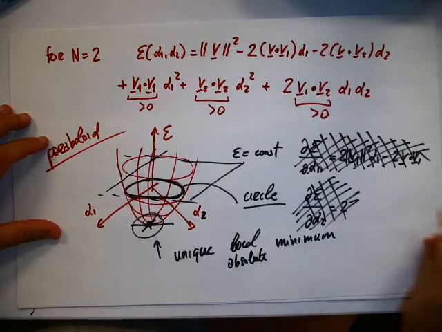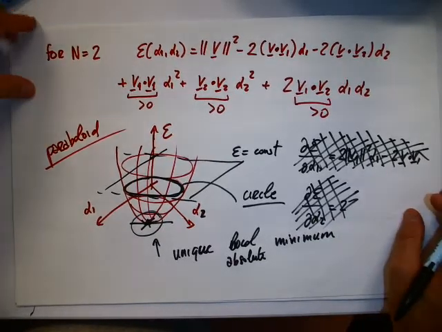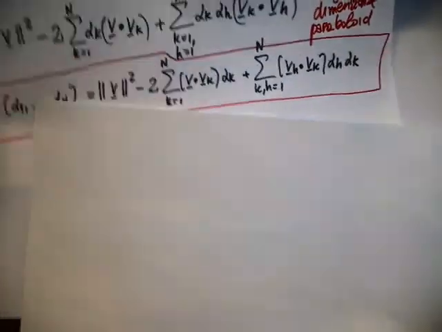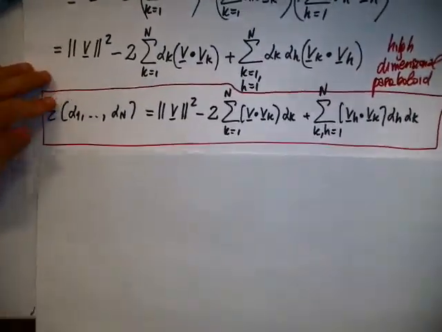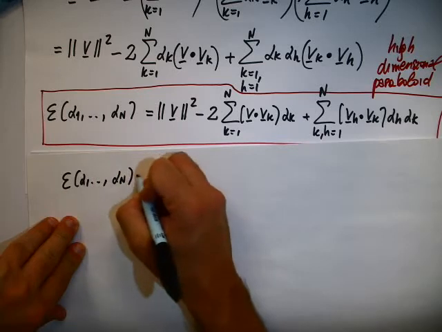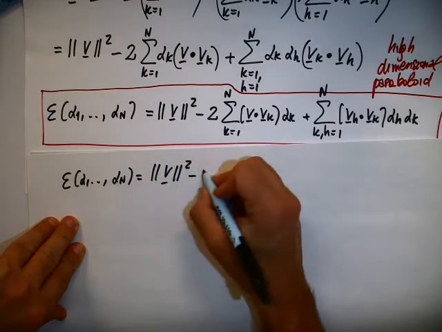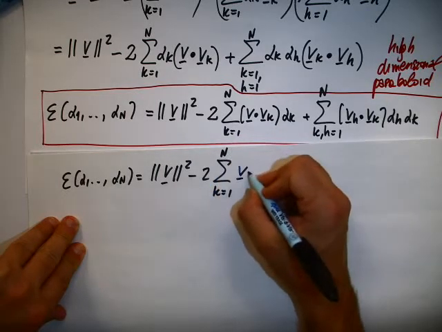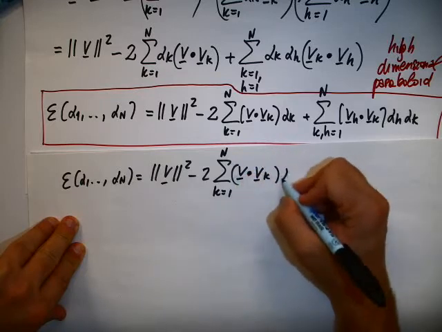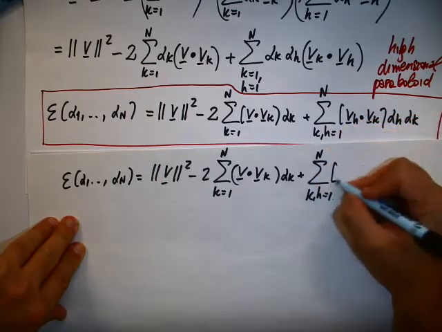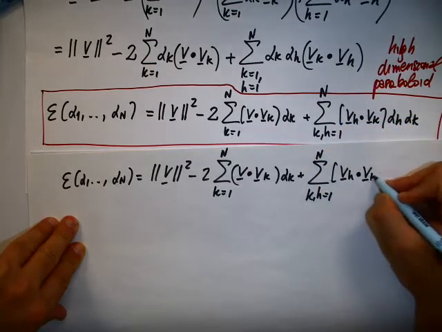And that's why it is called least square. Now let's go back to the original function, which is given in this form, and we want to minimize this function. So the energy E(alpha_1, ..., alpha_n) equals minus 2 times the sum for k equal 1 to n of v dotted v_k alpha_k, plus the double sum, k equal 1 to n, h equal 1 to n, of v_h dot v_k alpha_h alpha_k.